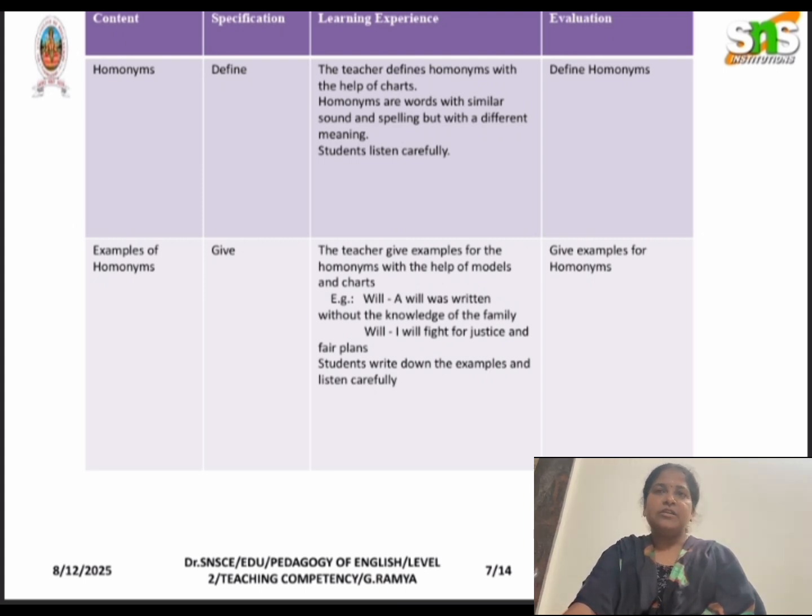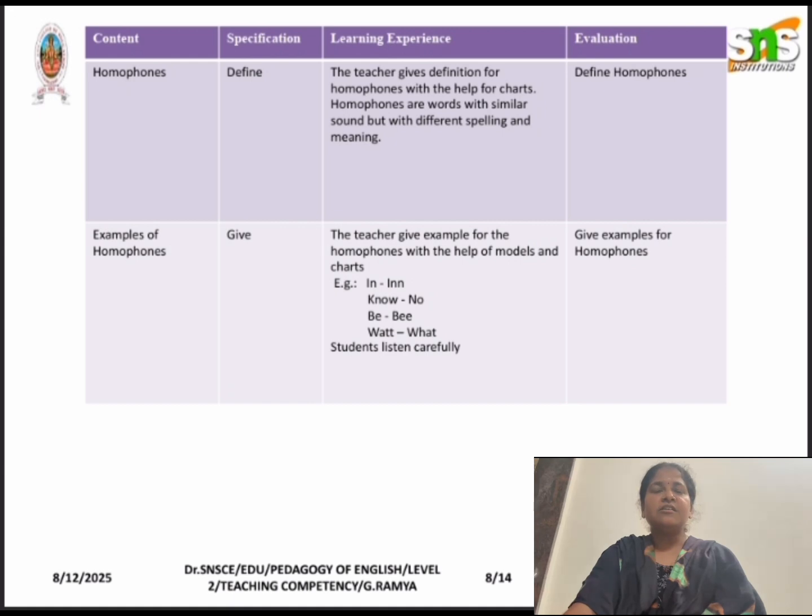Then comes the evaluation, which has to go with the question, like in the specification, give some examples of homonyms. So this is how a lesson plan for vocabulary should be written. So these are some content, specification, learning experience and evaluation for the particular topic, homonyms and homophones.